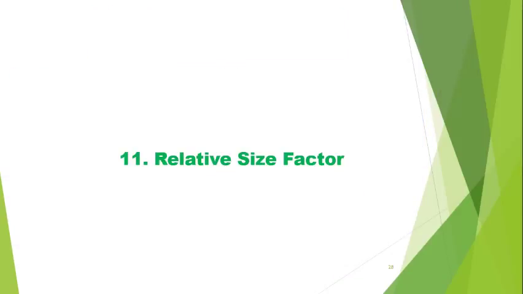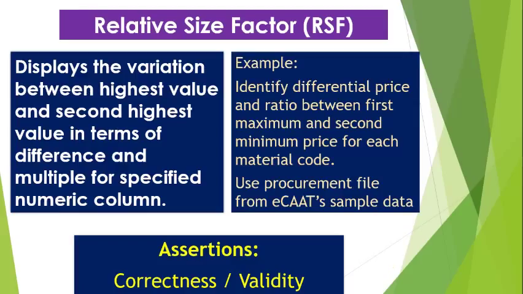Now let's look at one interesting function, which is the relative size factor. What is the relative size factor? Some of you may already know. It displays the variation between the highest value and the second highest value, in terms of the difference and the multiples, for a specified numeric column. For example, for the purchases which have been made for each material code, I'd like to know the difference between the first highest and the second highest and find out the ratio between the two. So we are verifying the correctness and validity of the data using this.